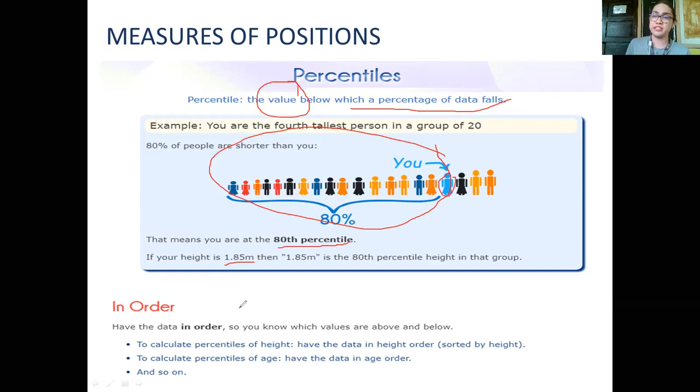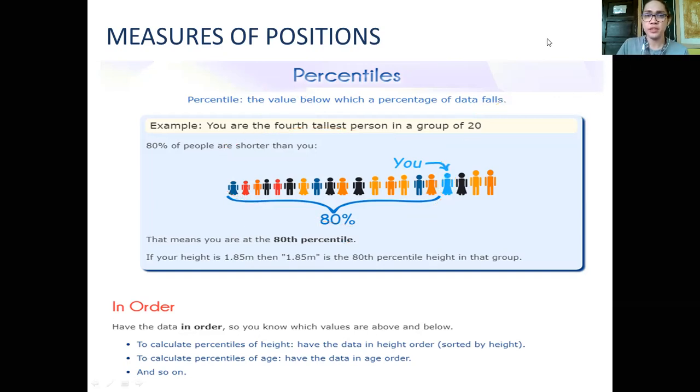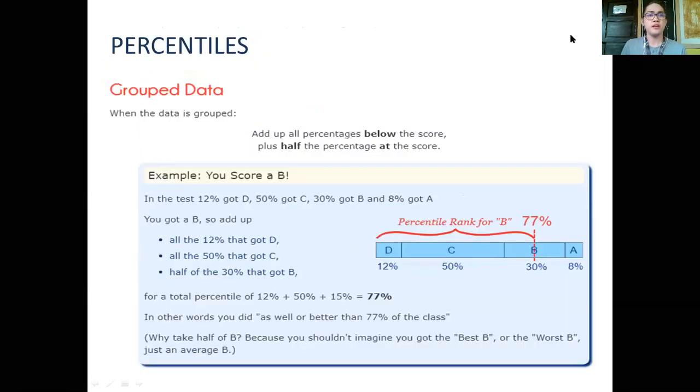So based on the example that I presented, if 80% of people are shorter than you, then that means that you are at the 80th percentile. Okay? So now let's have another example in solving percentiles. For percentiles of grouped data, when the data is grouped, add up all percentages below the score plus half the percentage at the score. So please do not forget this one. This is the process in finding the percentiles when the data is grouped.